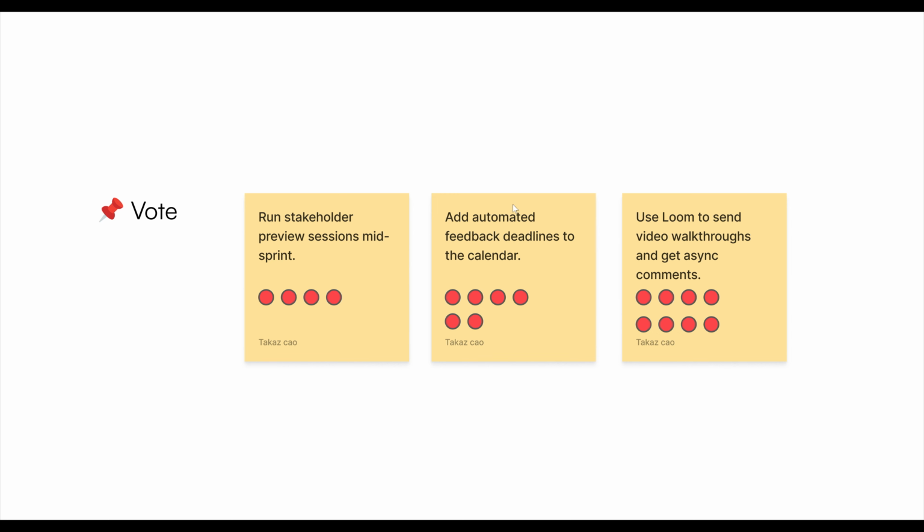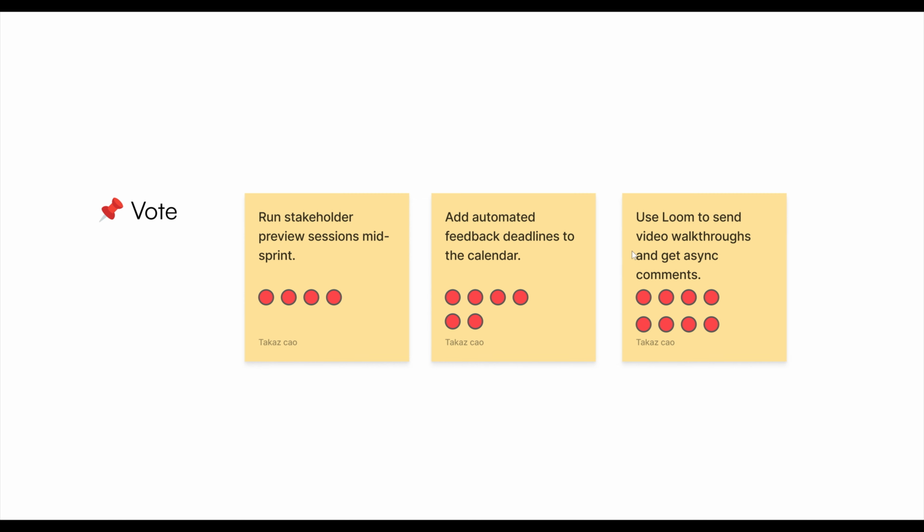For example, now we will have solutions and then we will vote on them. Okay. The moderator then orders them by votes, like run stakeholder review. We have 4 dots, automated feedback deadline to the calendar, we have 6 dots, and we have 8 dots. So yeah, this is the solution you can consider the most.